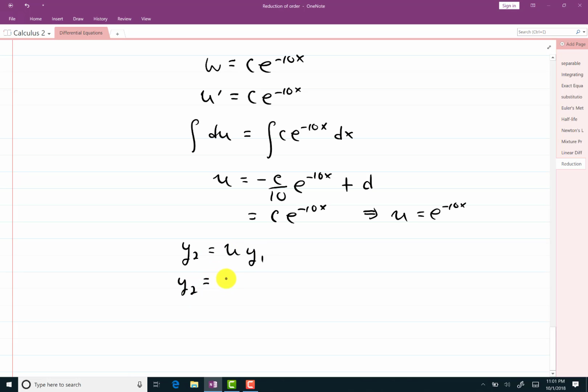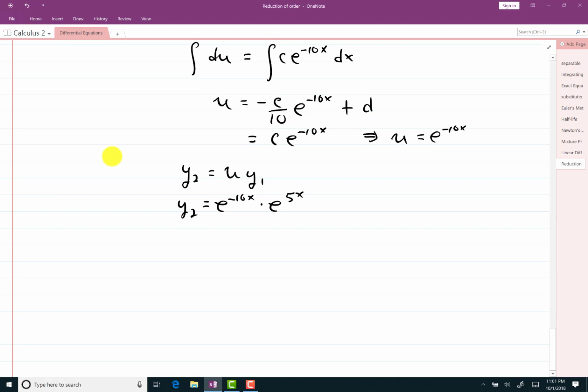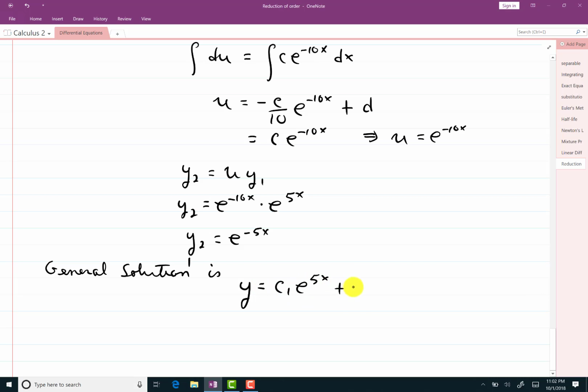y2, my u I just found was e to the negative 10x, and my y1 was e to the 5x. So my y2 can equal e to the negative 5x. This says that my general solution will equal y equals c1 e to the 5x plus c2 e to the negative 5x. So you can see I don't have to worry about all those constants because they're absorbed inside of this c2.